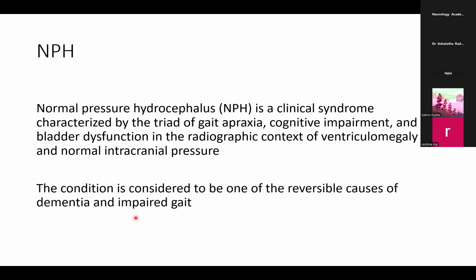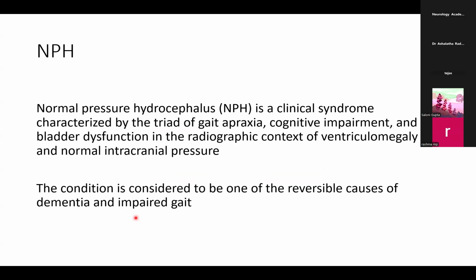Here we can see the magnetic gait, in which the patient is not able to lift his legs above the ground properly. That was the case.